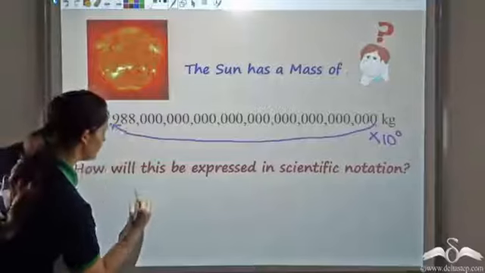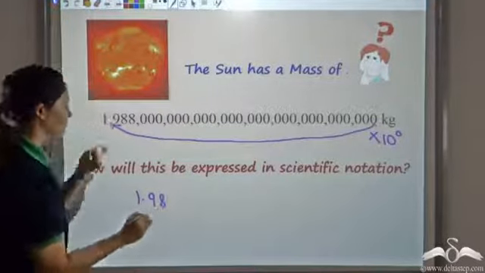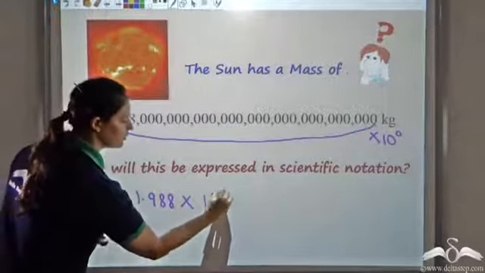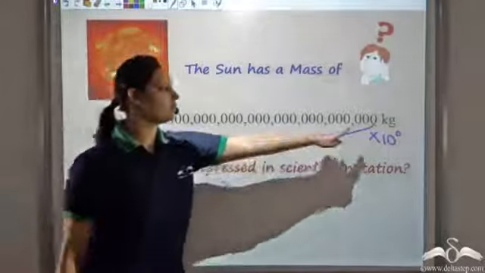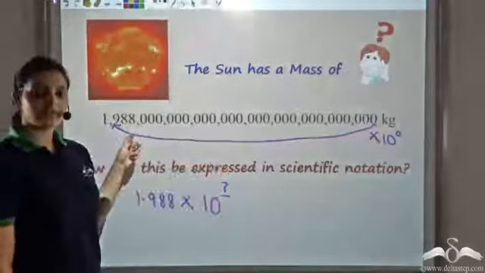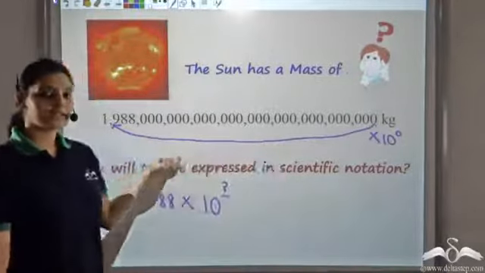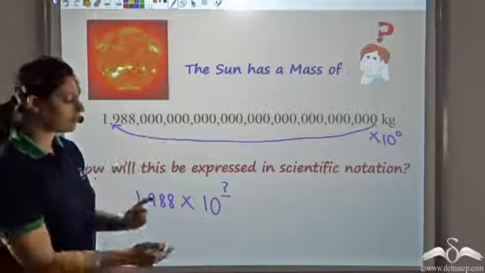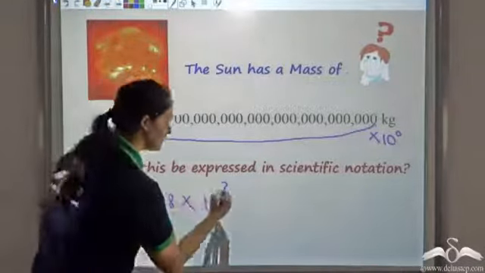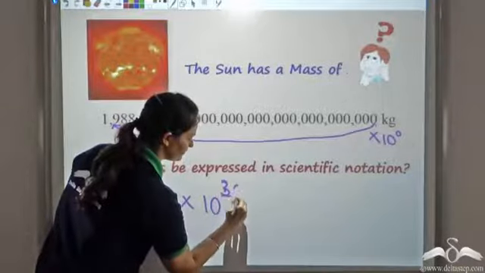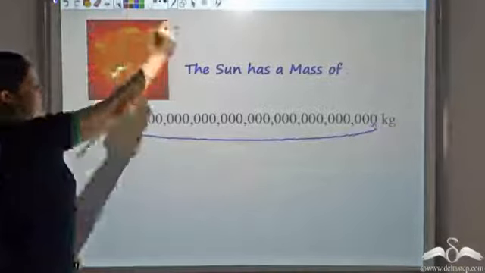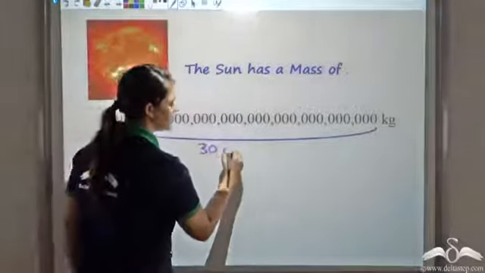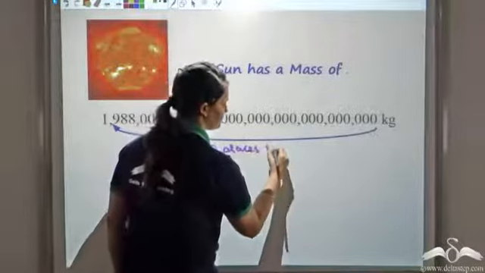So this would be 1.988 into, what should be the exponent here? I moved this 30 places to the left. That is, I have decreased the value of this number 30 times. So to compensate for the decrease, I'll have to increase the exponent to 30. That is, this number would be 30 here. I moved it here. So I shifted the decimal 30 places to the left.